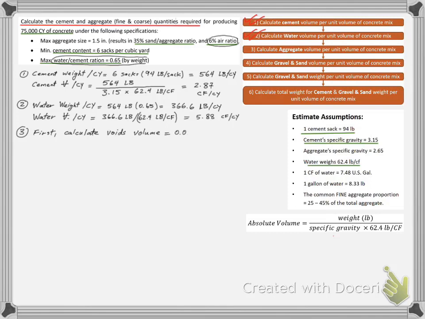The third step is to calculate the aggregate volume. We will first calculate the voids volume using its ratio to the volume of 1 cubic yard, or 27 cubic feet. We end up with 1.62 cubic feet of voids in each cubic yard.